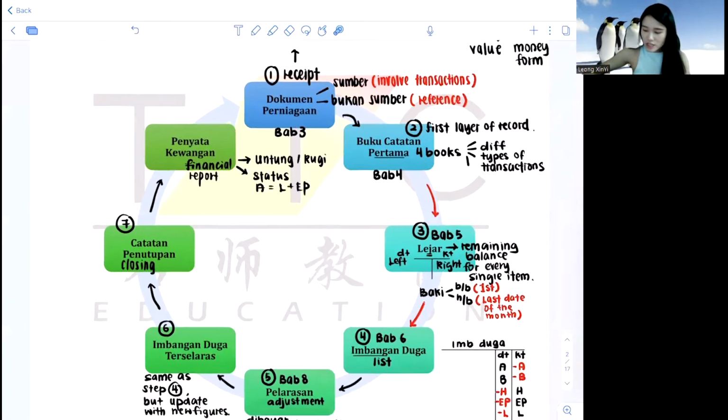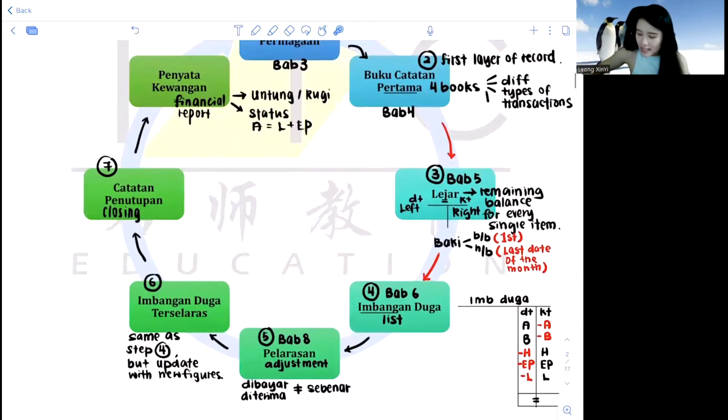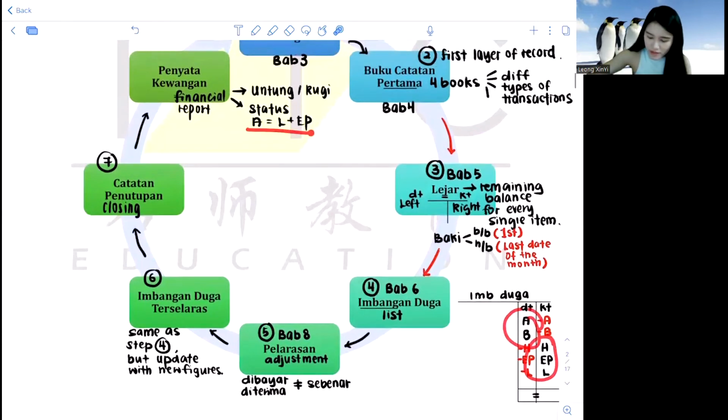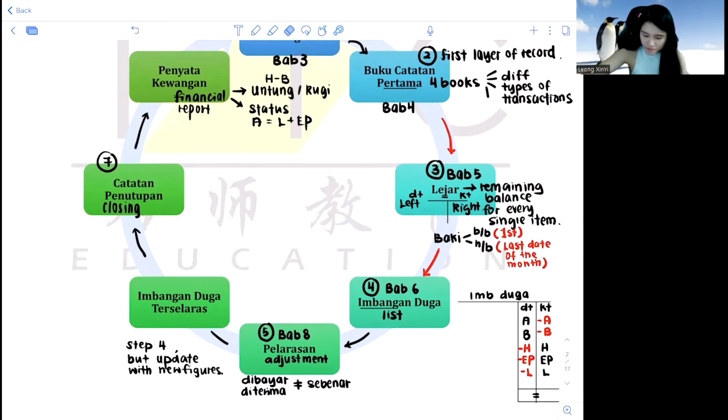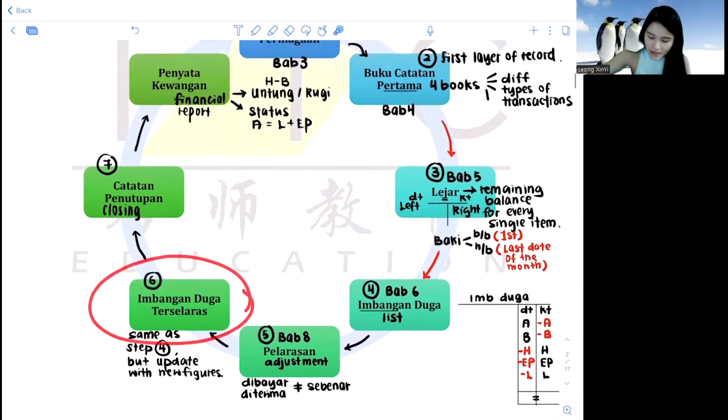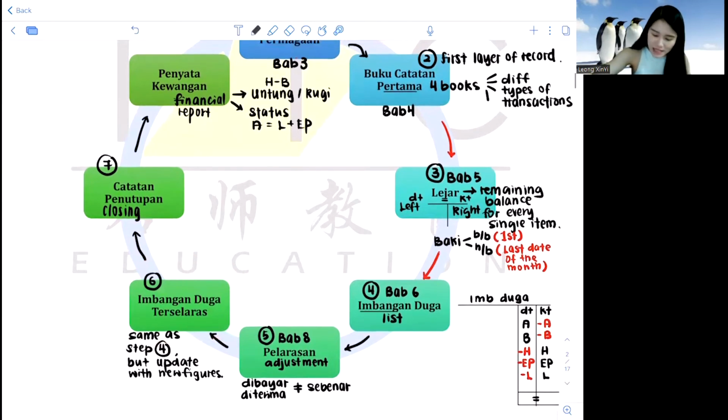So if you can tell, we actually only have 5 types of klasifikasi: asset, belanja, hasil, EP, and liability. But here I have already used 3 of them under the status report, the financial status. Then what other things am I going to use for the untung or rugi calculation? We're going to be using hasil minus belanja. So these are their usage when it comes to penyata kewangan. Where do I get all these things? We will be referring to imbangan tuga terselaras to take the items we need for the different financial reports. Okay, so that's it for our kitaran P.Akaun.